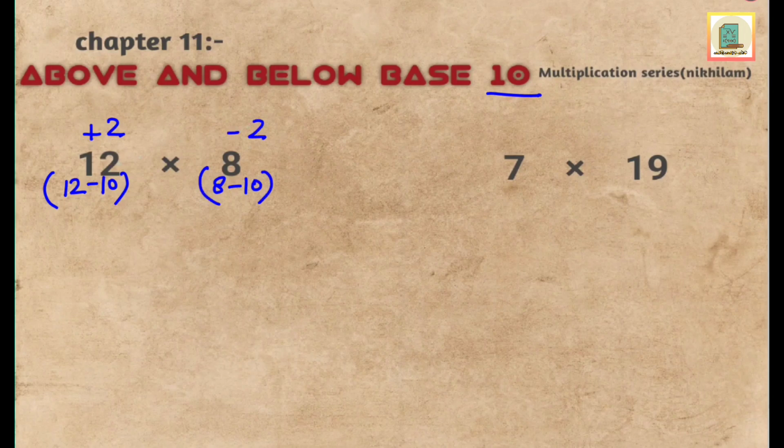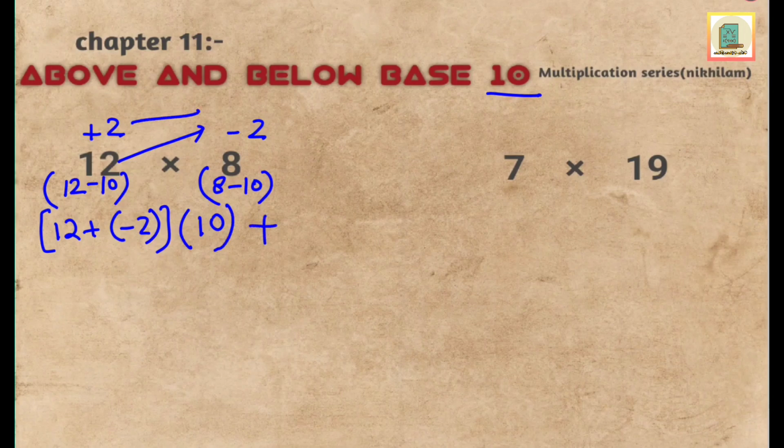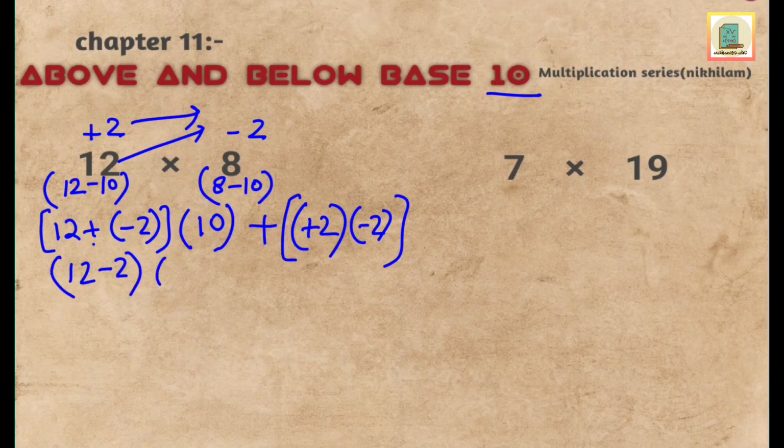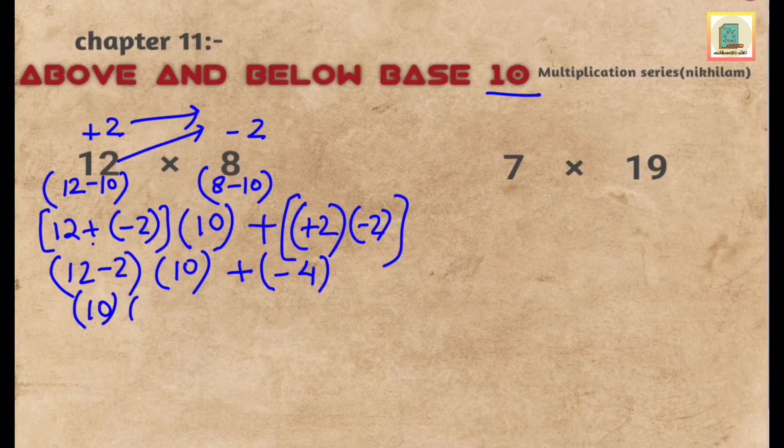Now first number plus the second deviation, which is 12 plus, and we have the deviation in negative, so minus 2. Now multiply the base, which is 10. Now plus multiply the deviations, which will be plus 2 multiplied by minus 2. So here 12 plus and minus gives you minus, so minus 2. And here we get 10, plus 2 multiplied by 2 is 4, and plus multiplied by minus is minus, so minus 4. Now here 10 multiplied by 10, and here plus minus is minus, so minus 4.